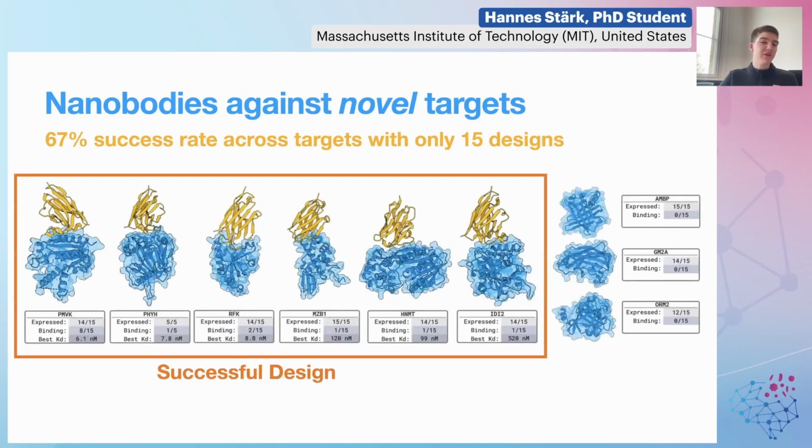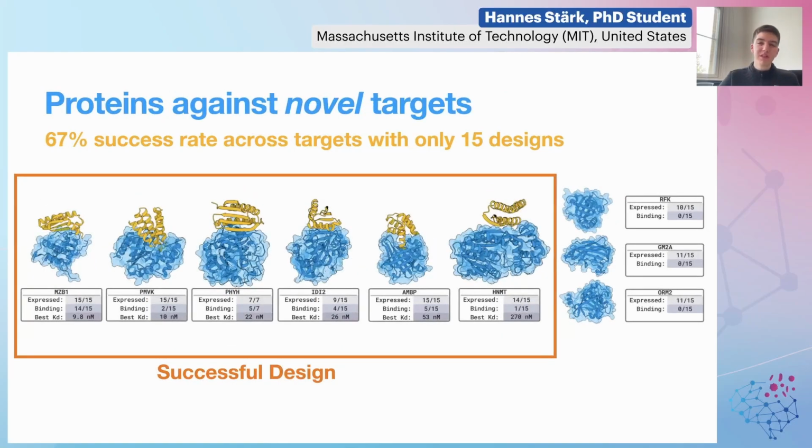And we find that for 9 of these novel targets, we get successful binders in the nanomolar range when designing nanobodies. And there's also no off-target binding against human serum albumin as a check that we really only bind to the targets that we want to bind to and not the sticky off-target. The same holds for proteins.